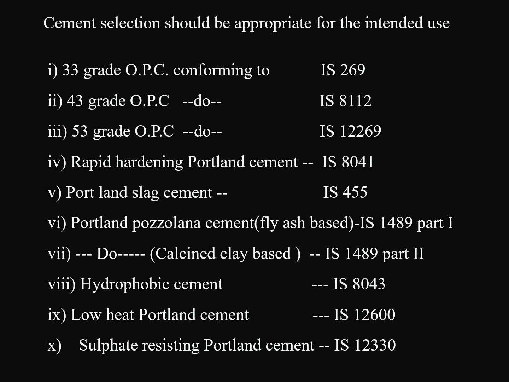Rapid hardening Portland cement has IS 8041. Portland slag cement IS 455. Portland pozzolana cement, that is fly ash based. Portland pozzolana cement, calcined clay based. Hydrophobic cement, low heat Portland cement, sulfate resisting Portland cement. We have to select the cement appropriately for the intended purpose.